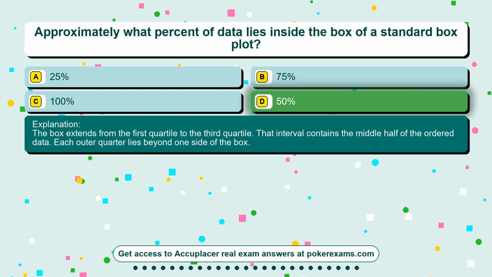The box extends from the first quartile to the third quartile. That interval contains the middle half of the ordered data. Each outer quarter lies beyond one side of the box.